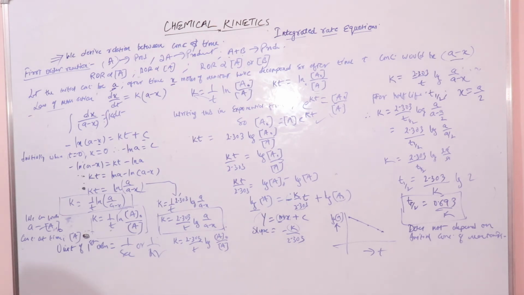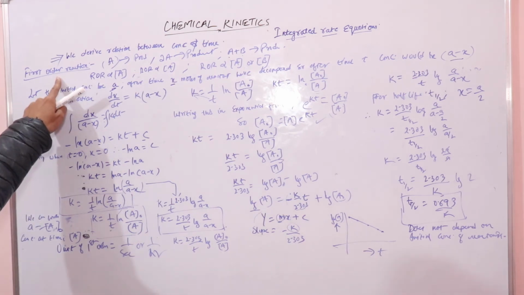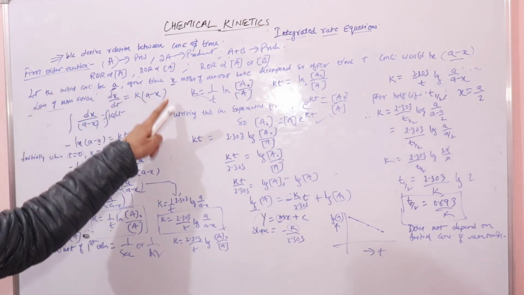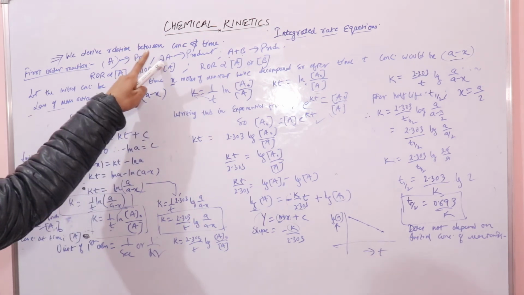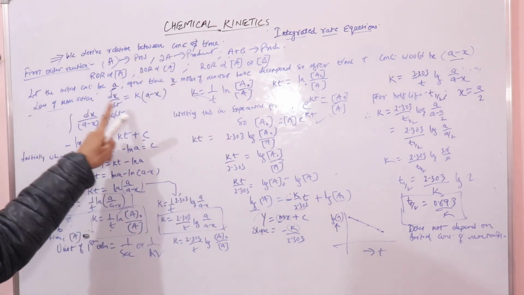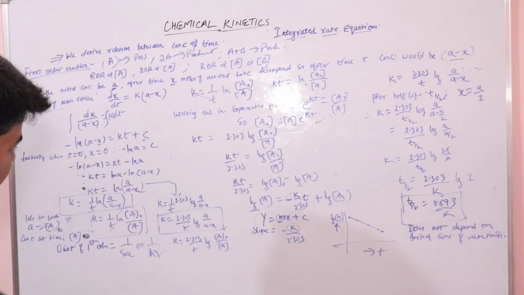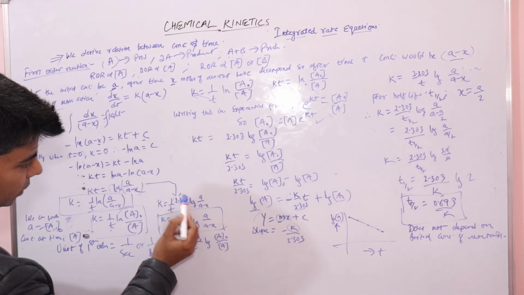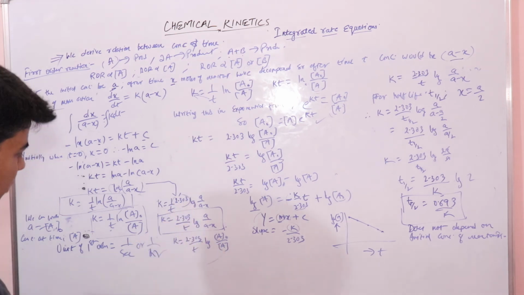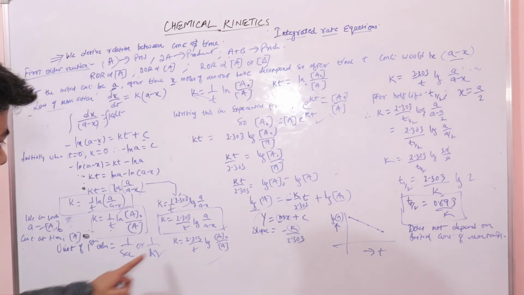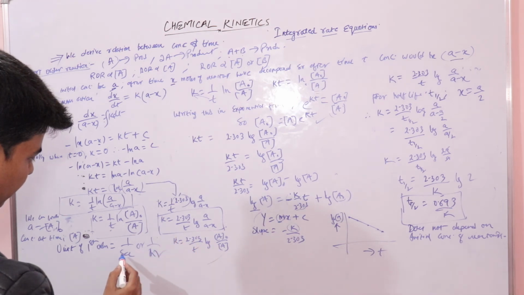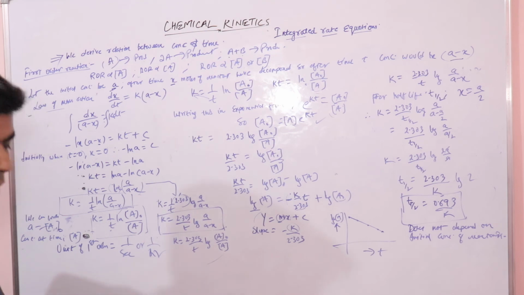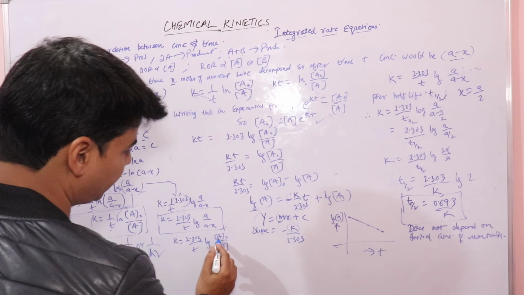I'll quickly recap this. For a first order reaction, this is the differential equation which we integrate to find the relationship between concentration and time. So we reached here, right? After removing the natural logarithm, we multiply with 2.303. This is the relation we got, right? The unit for this is 1 upon second or 1 upon hour, whatever is the unit of time.